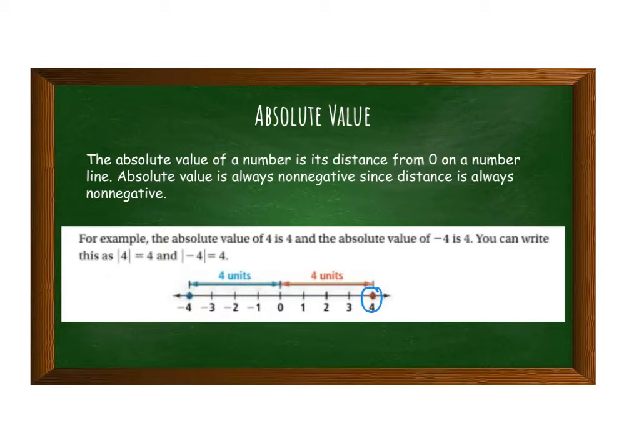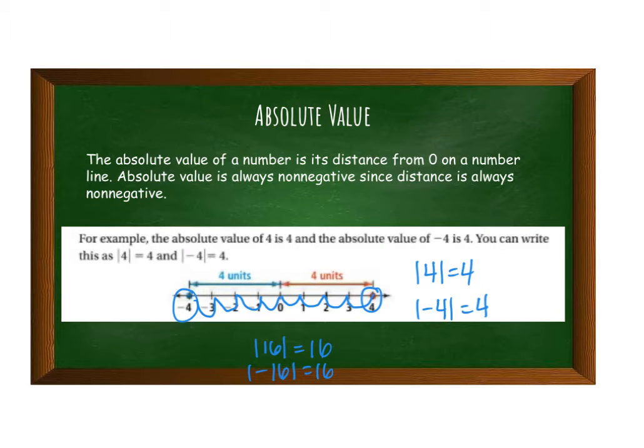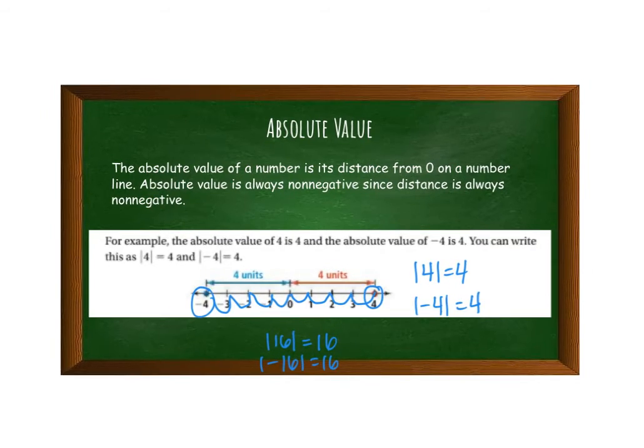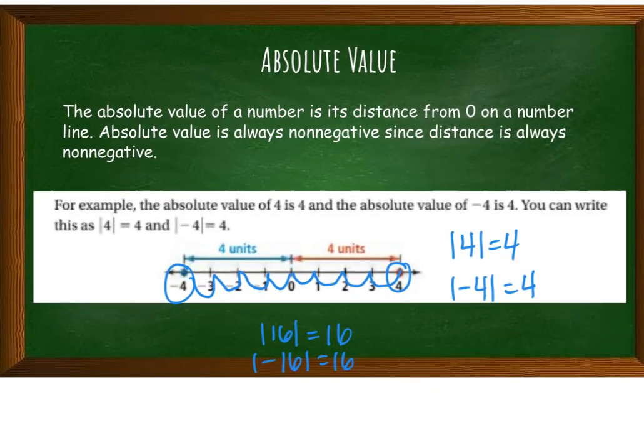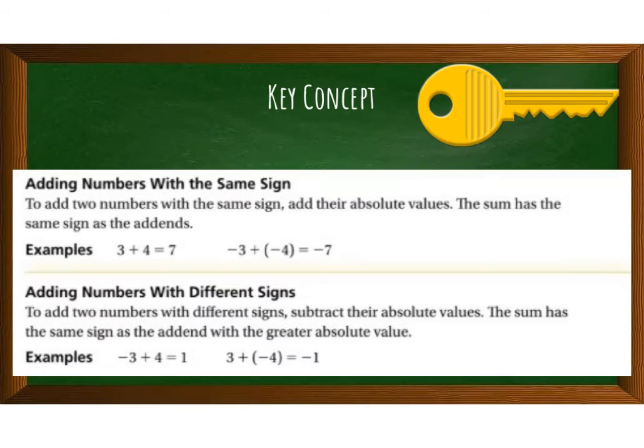So let's take a look at 4 and negative 4. Both of these are 1, 2, 3, 4 units from 0. Even though negative 4 is in the left direction, it doesn't matter. The absolute value of 4 equals 4, and the absolute value of negative 4 equals 4. Okay? The absolute value of 16 is 16, and the absolute value of negative 16 equals 16. So the absolute value of any number is its distance from 0. Or you can also think about it as making every single negative a positive, okay?